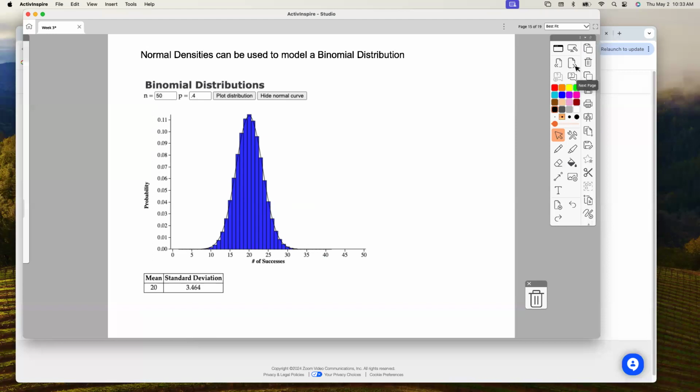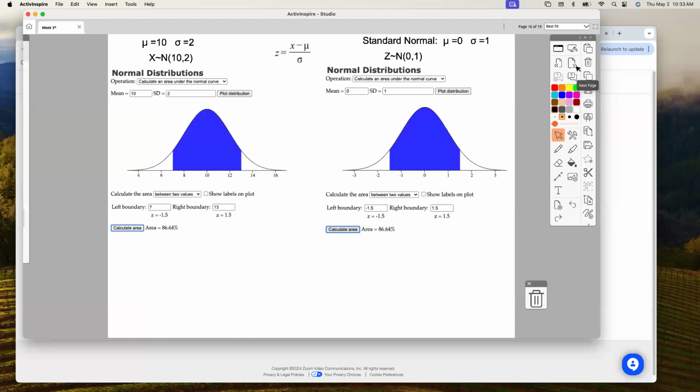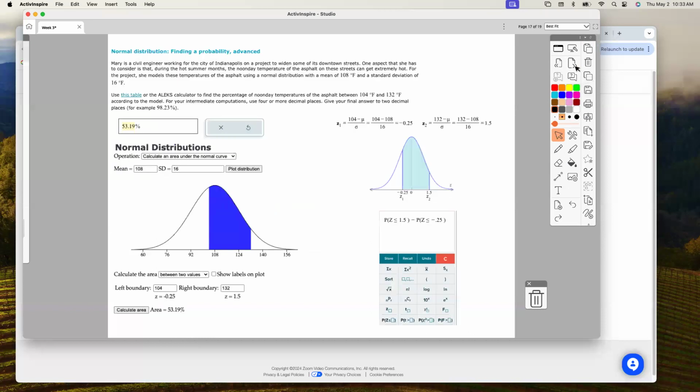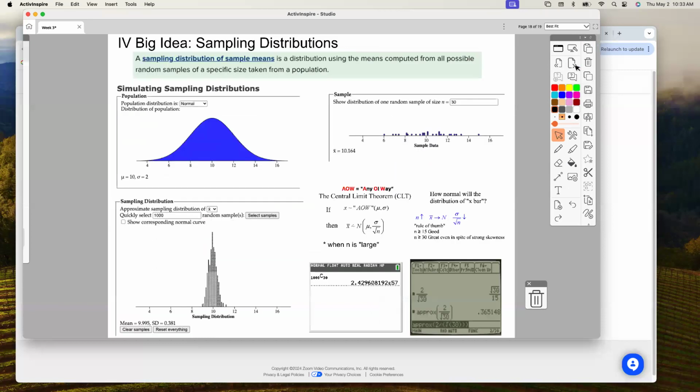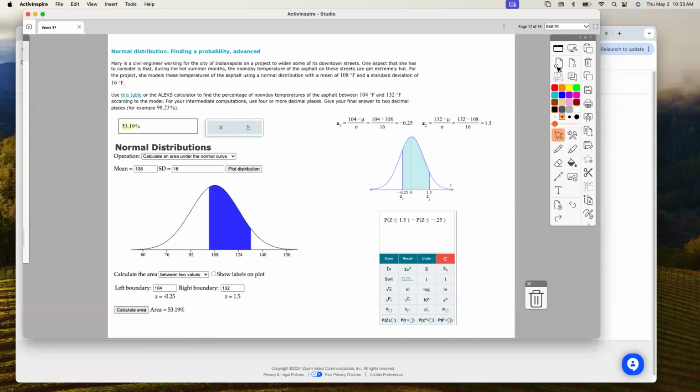Okay, so remember, we're not doing specific problems here. We're just showing you the big idea of where this normal density fits in. Here's just the last couple of things. I've got 2 more slides here.